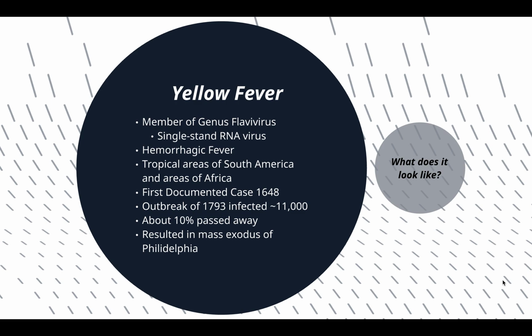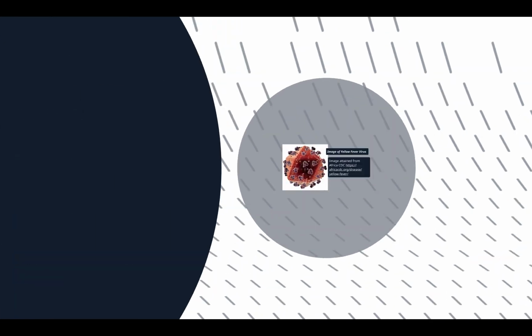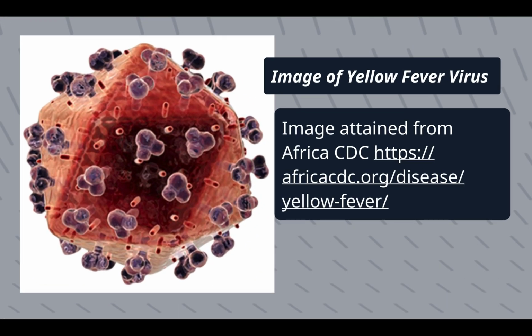Now, we talk a lot about yellow fever and the results that it might have had on humans at the time, but what does this virus look like? So this is an image that I retrieved from the CDC, and it depicts the yellow fever virus, and those purple spiky parts coming out of it, that's actually the envelope protein.